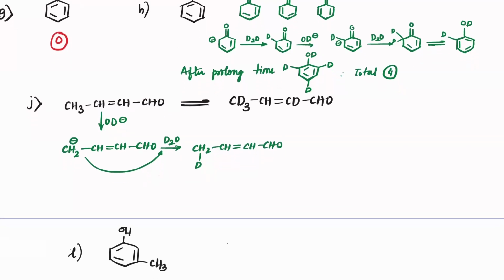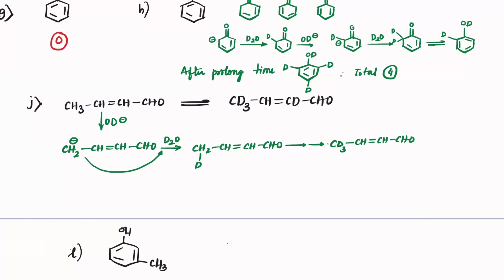Imagine doing this for 3 times now. So that means after 3 moles, correct? So I'll write 3 arrows here, correct? So 2 more arrows here. And then after 2 more arrows here, we'll get this as CD3, CH, double bond CH, CHO.